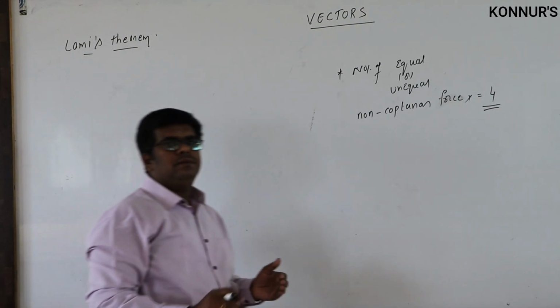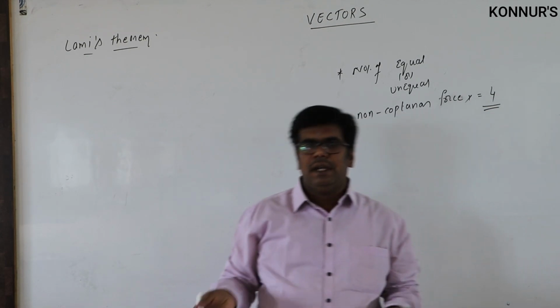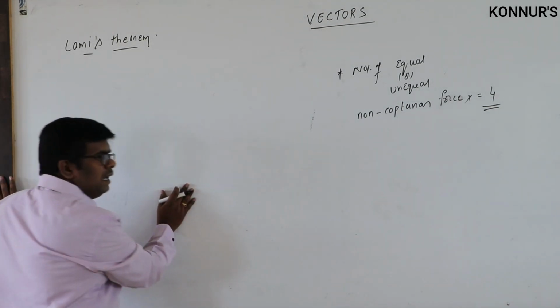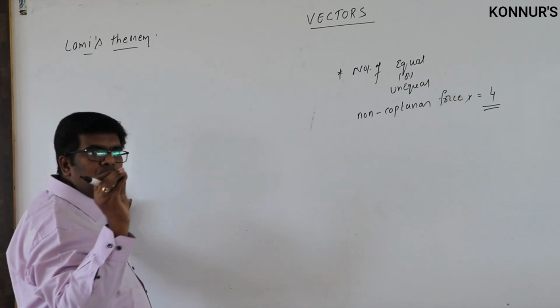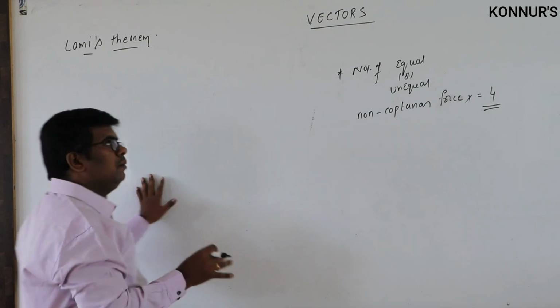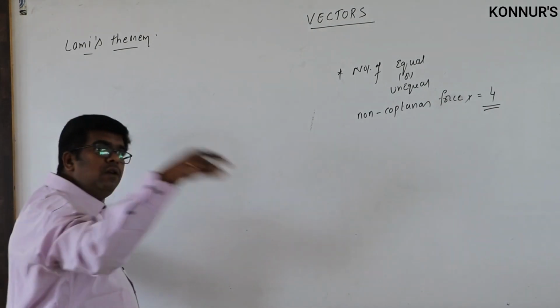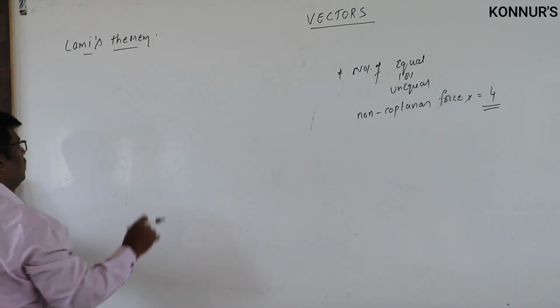You know, for coplanar forces, how many forces are required to keep a body in equilibrium? Three forces, as we have already discussed. If three forces are acting on a body to keep it in equilibrium, and you know the magnitude of any two forces, how can you find the other force? By using Lami's theorem we can find it out.